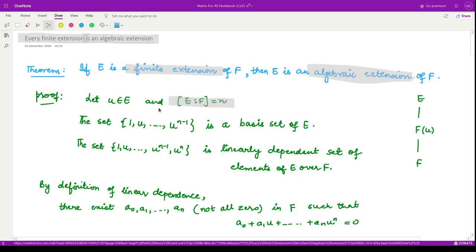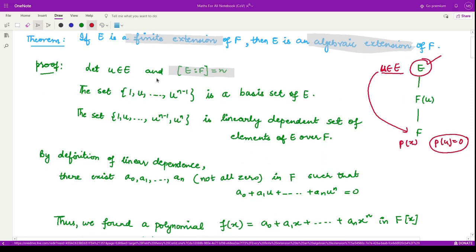So let us look at the proof. The proof is also really simple. To prove an extension E to be an algebraic extension, we consider an element in it, and for this element we will try to find some polynomial in the field F, say p(x) or f(x), such that p(u) is equal to 0. If this is true, then u is said to be an algebraic element, and so we have shown this one element to be an algebraic element. In that case, if every element of that particular extension is algebraic, then we say that this is an algebraic extension.